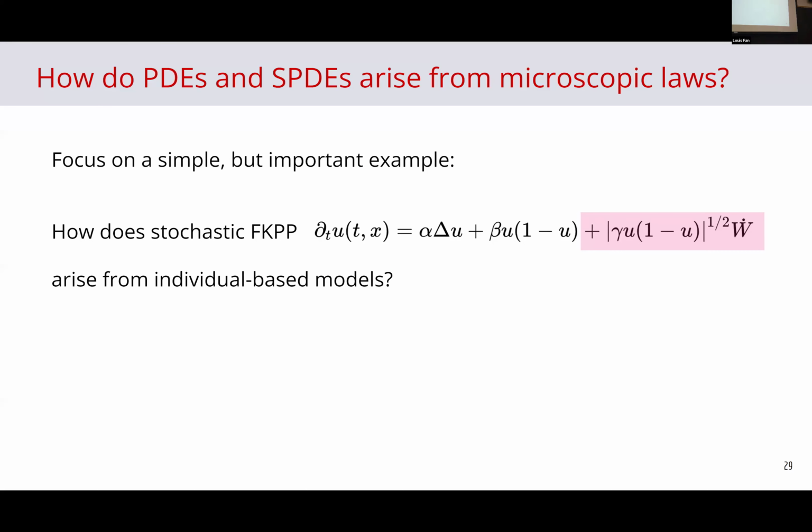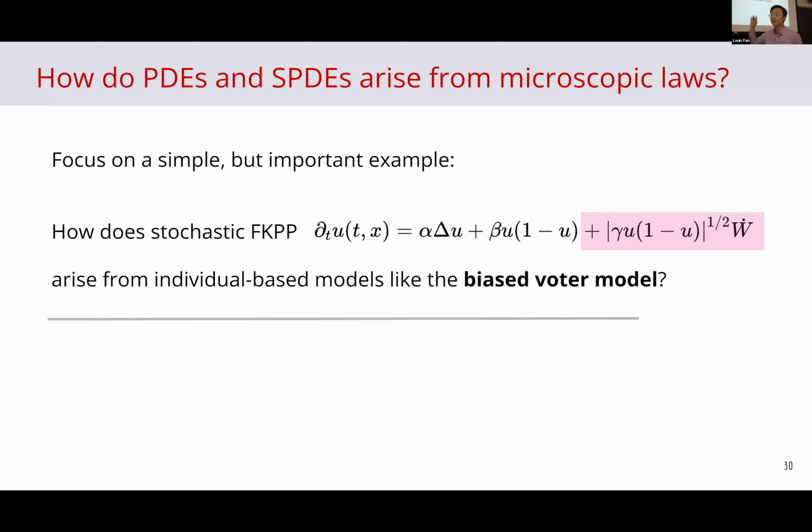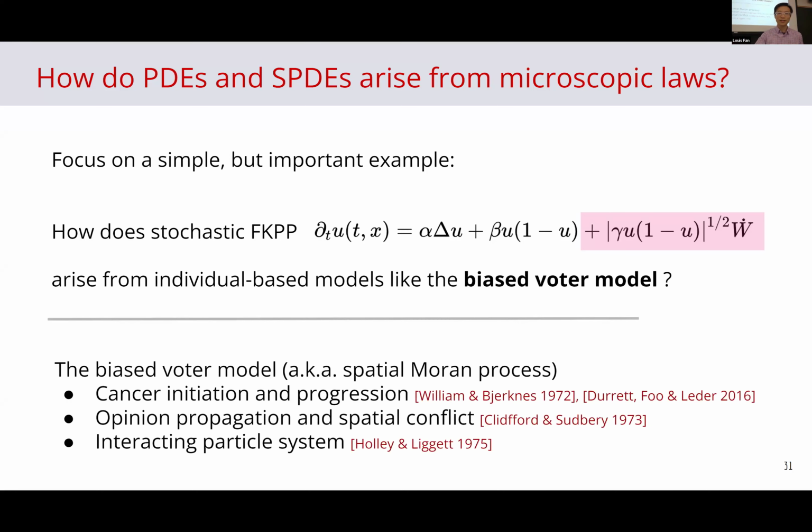So how do PDE and stochastic PDE arise from microscopic laws? Let's focus on a simple example in this section. I will talk about this stochastic FKPP equation again and explain how it arises from a microscopic model. I will use one example called the biased voter model, and maybe also its variants. The biased voter model is also called a spatial Moran process.